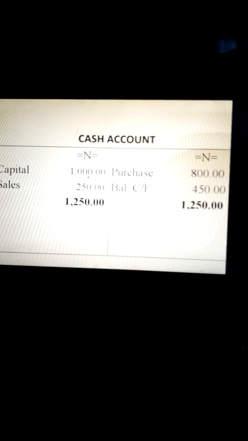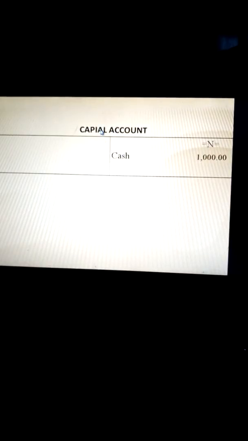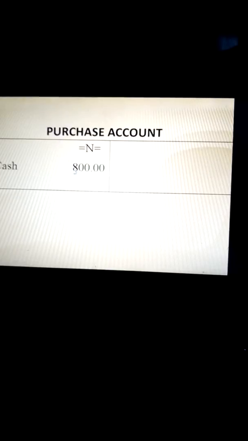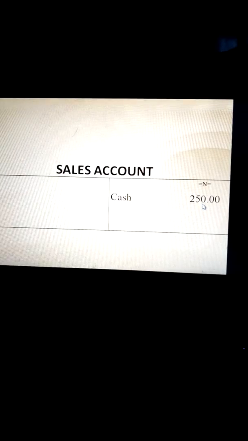So let's balance the cash account. We just add 1,000 naira plus 250, which gives you 1,250 naira. Then we have only purchase on this side, so 1,250 naira minus 800 naira will give us the cash balance, which is balance carried forward of 450 naira. Note, this is the cash balance remaining at the end of the accounting period. So capital account remains 1,000. Purchase that was made within that period is 800 naira, and sales remains 250.